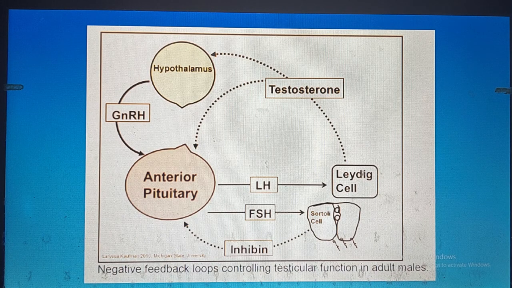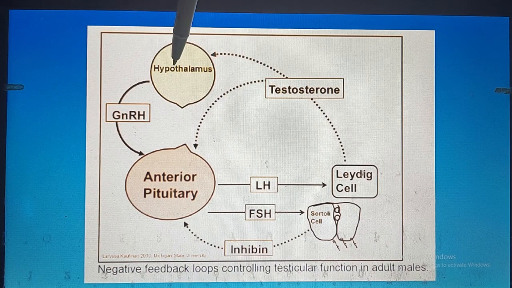As a result, the gonadotropin releasing hormone, which is released by the hypothalamus, decreases, its production stops. Then what will happen? As a result, the anterior pituitary releases very small amounts of luteinizing hormone, or stops the production of the luteinizing hormone and follicle stimulating hormone, which are responsible for the testosterone production in the testes. So as a result, you can say there is a balancing of the sperm production.